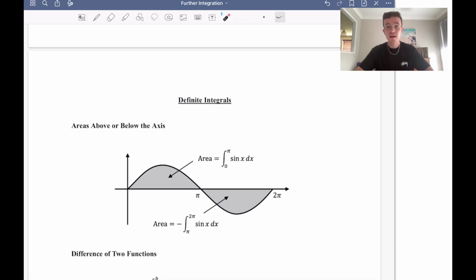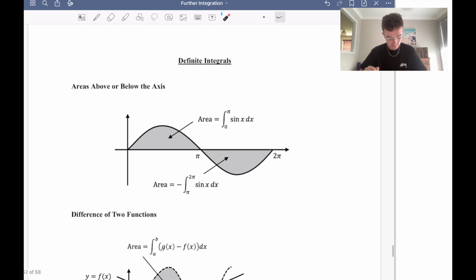Alright, the last thing we're going to have a look at in our further integration topic for extension 2 is working further with the definite integral. So some important things to realise that we've all seen in advanced and extension 1 are, first of all, areas above and below the axis. Areas above the axis are positive and areas below the axis are negative, which means if you want to know the area below an axis, you need to take the absolute value.